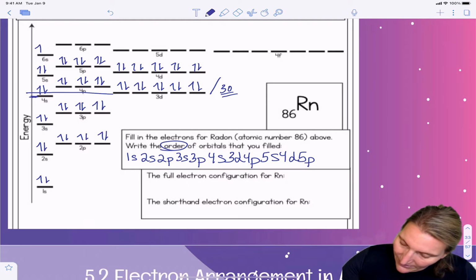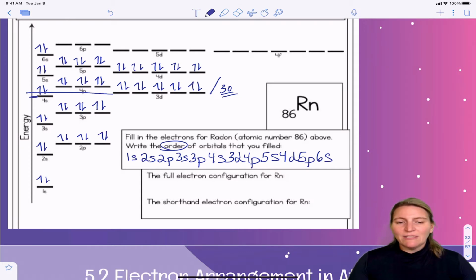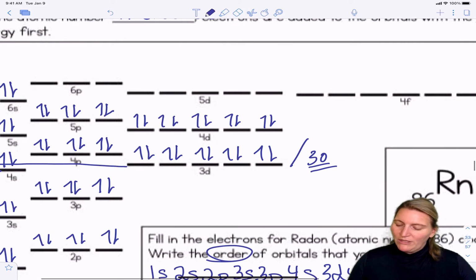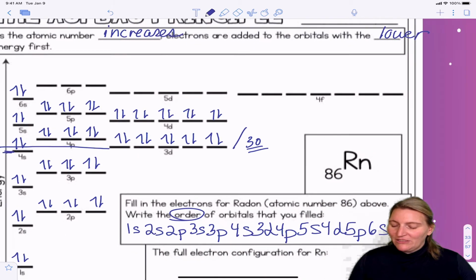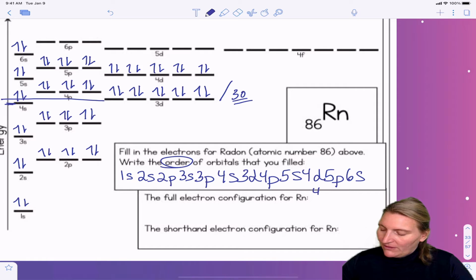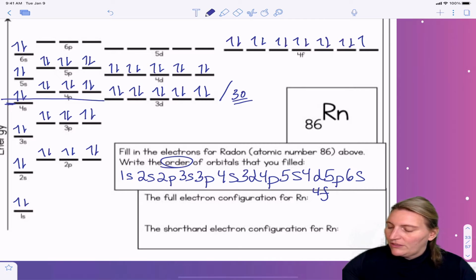6s, finally. We get to 6s, and this is really difficult to see, but look what happens if I zoom in. Can you see which one is lower? The 4f is actually lower than the 5d, so that gets filled first. So this is the first time we've ever gone to 4f. I'm going to have to go down here. 1, 2, 3, 4, 5, 6, 7, 8, 9, 10, 11, 12, 13, 14.